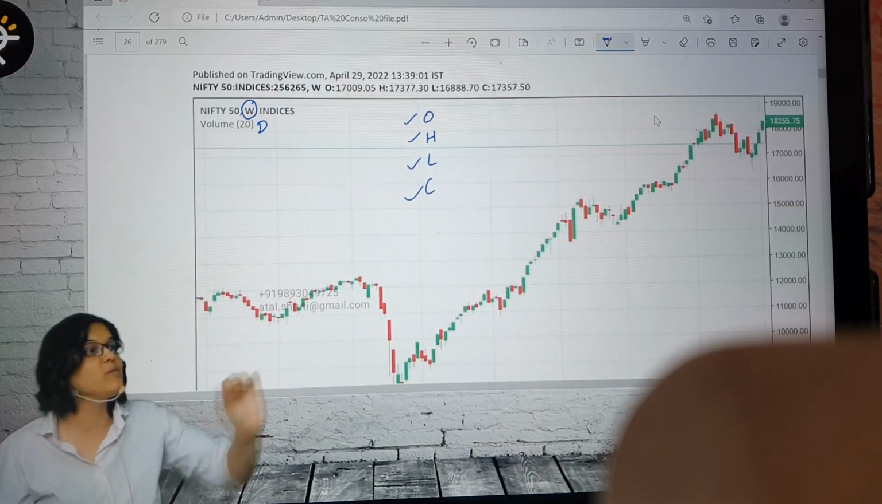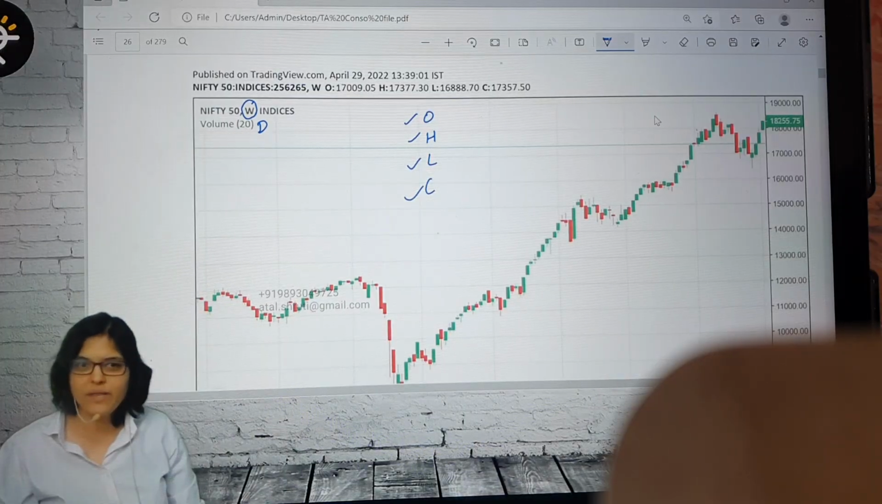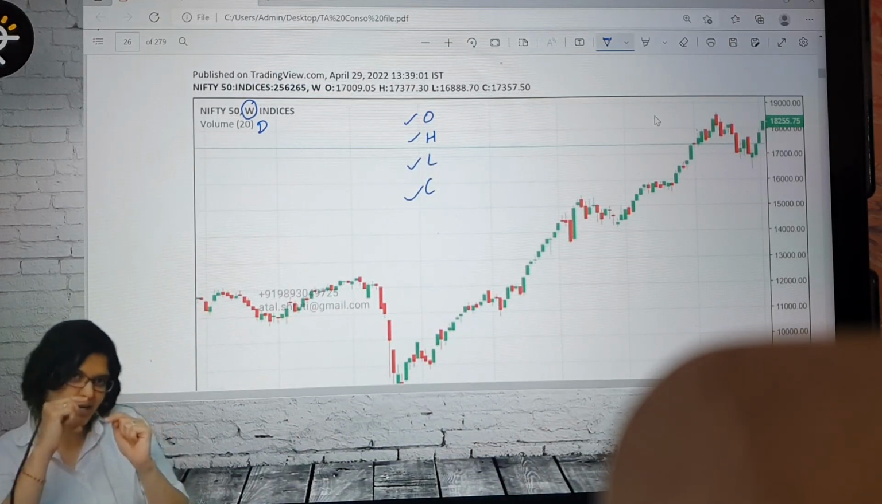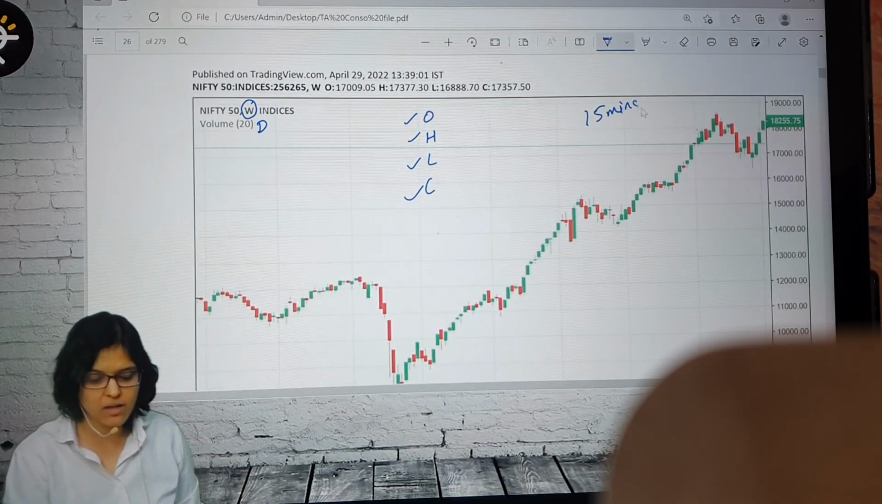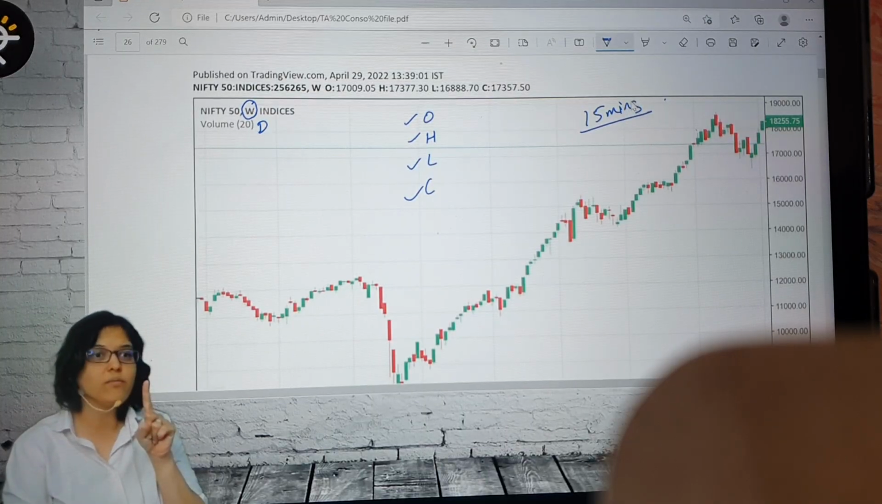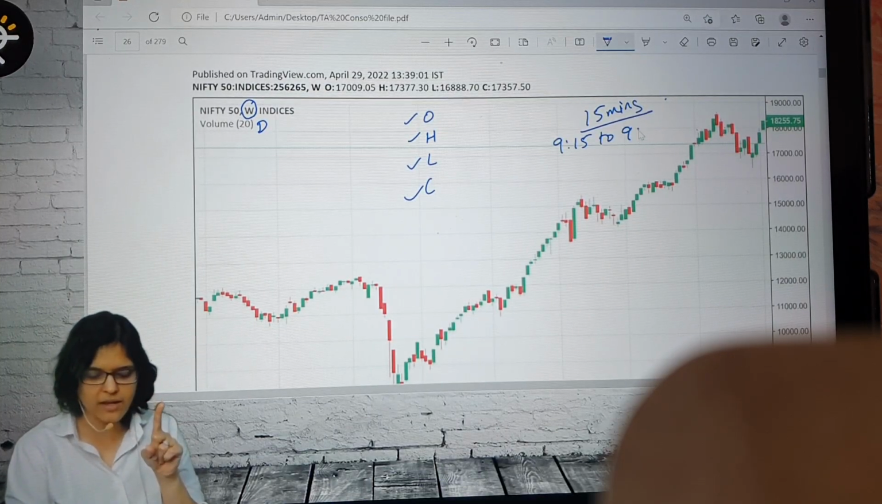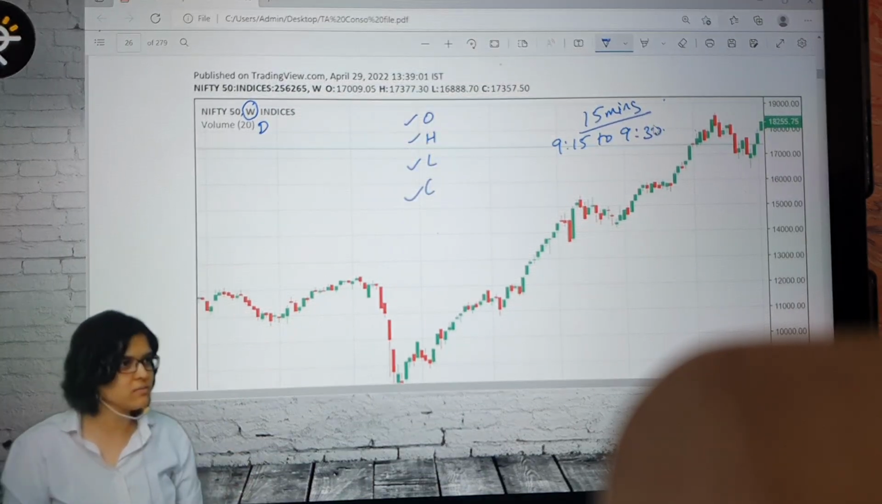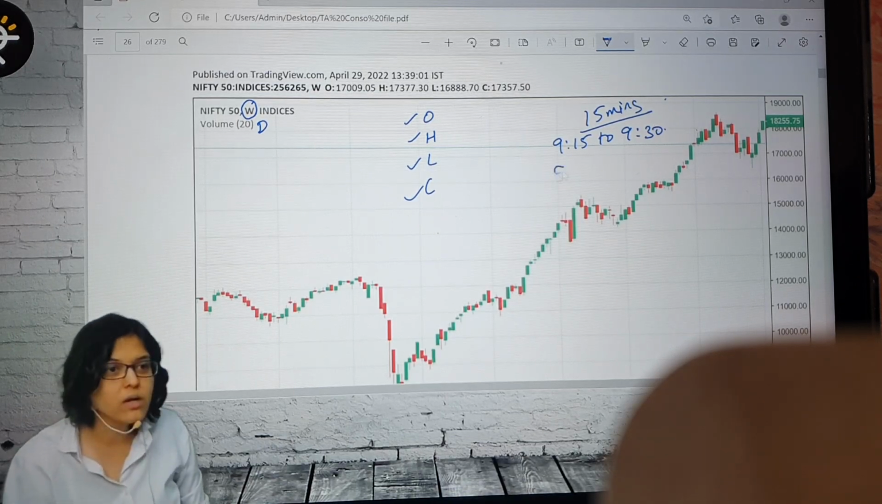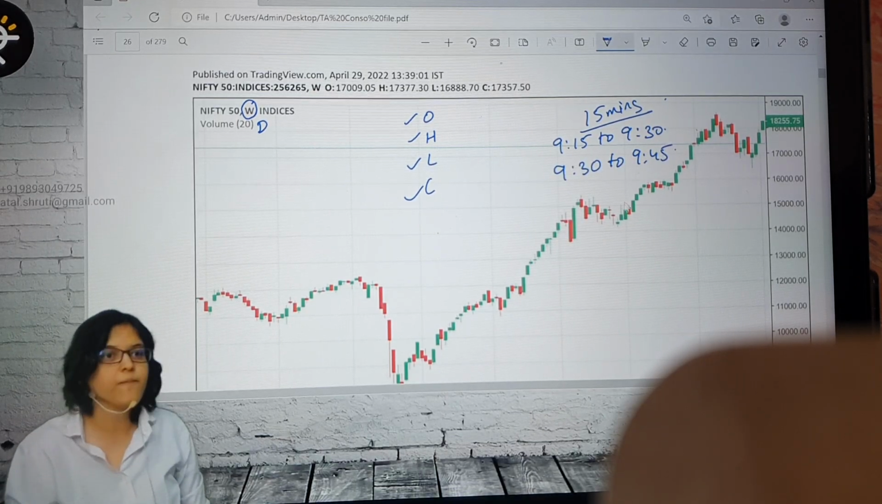Not necessary. Say 9:29 point something. Will it happen that 9:30 is the closing and 9:30 the next candle? See, when will the next candle be formed? It's a 15 minutes data. First candle is formed from 9:15 to 9:30, and again I'm saying 9:29 point something microseconds. Correct. Next candle will be from what to what? 9:30 to 9:45.